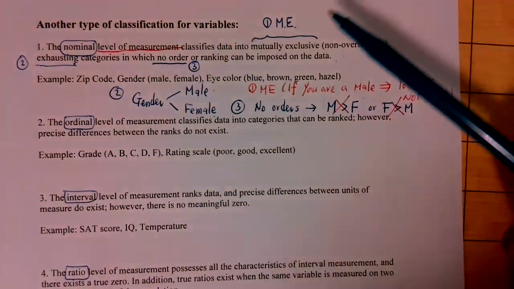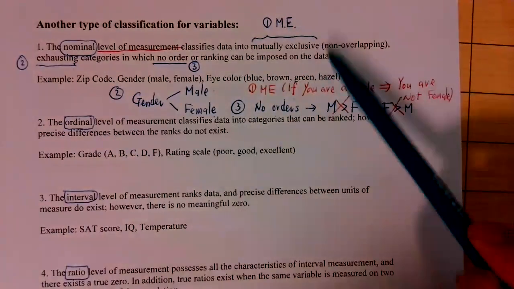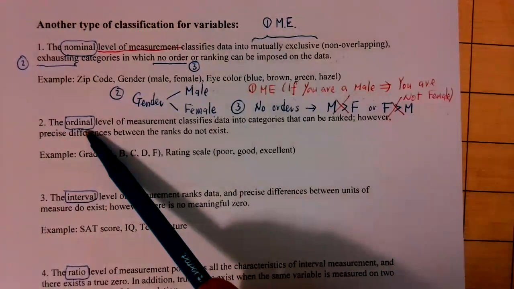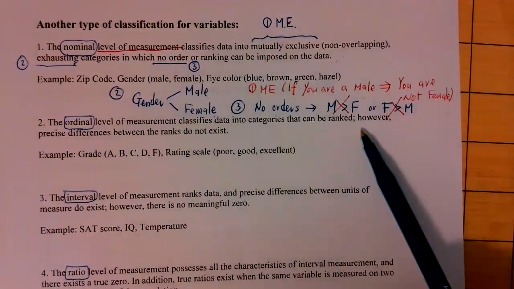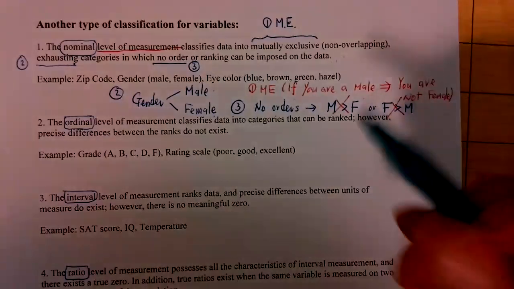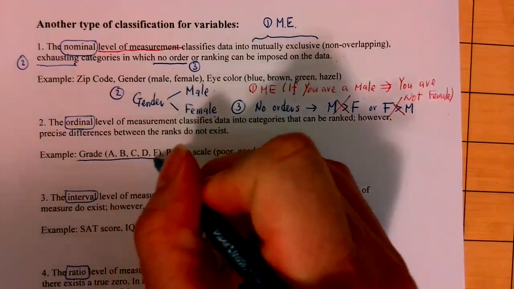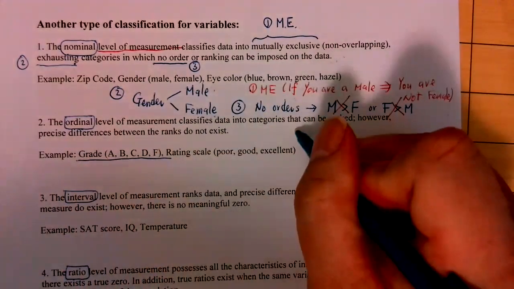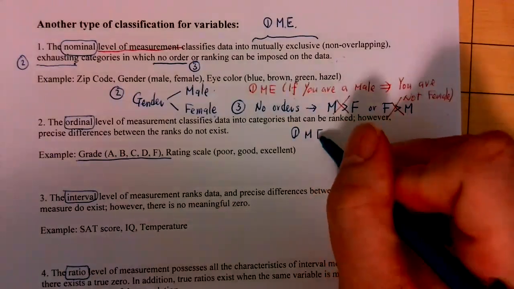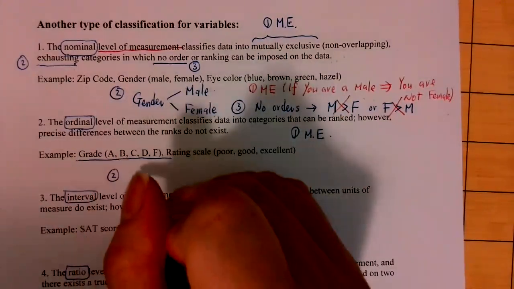For example, no order or ranking can be imposed on the data. That's for nominal level. But when you come to ordinal level, data can be ranked. Data can be ranked. So let's check here. To explain the idea, we use letter grades. First one, mutually exclusive. And second one, exhausting.